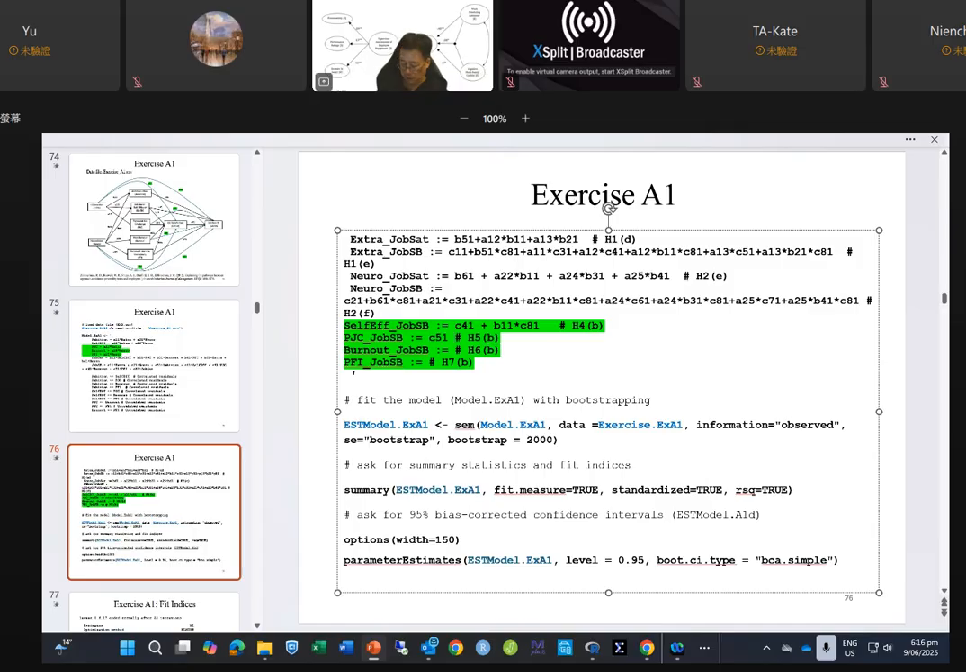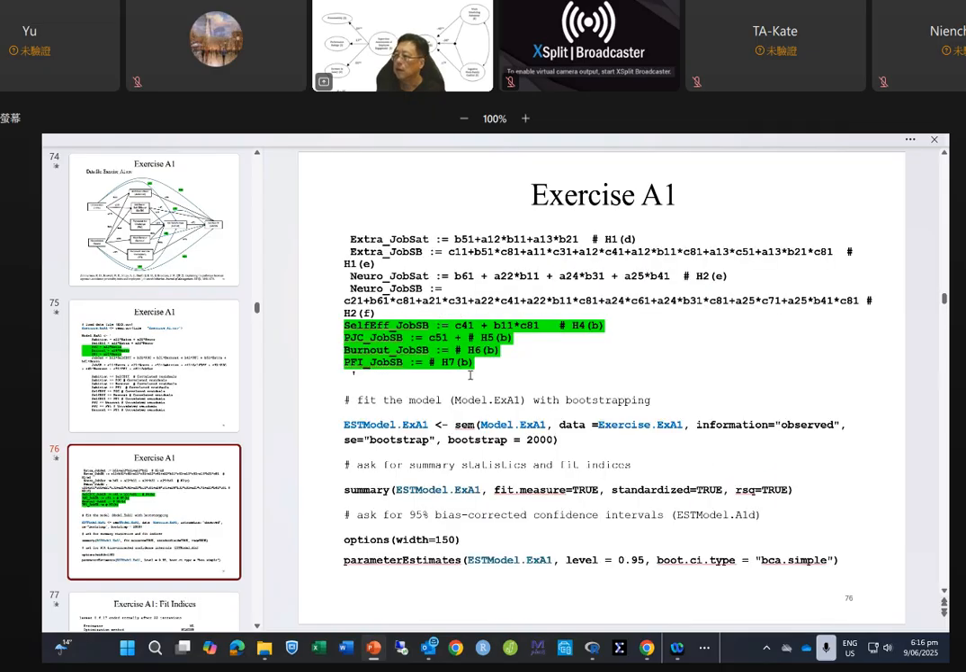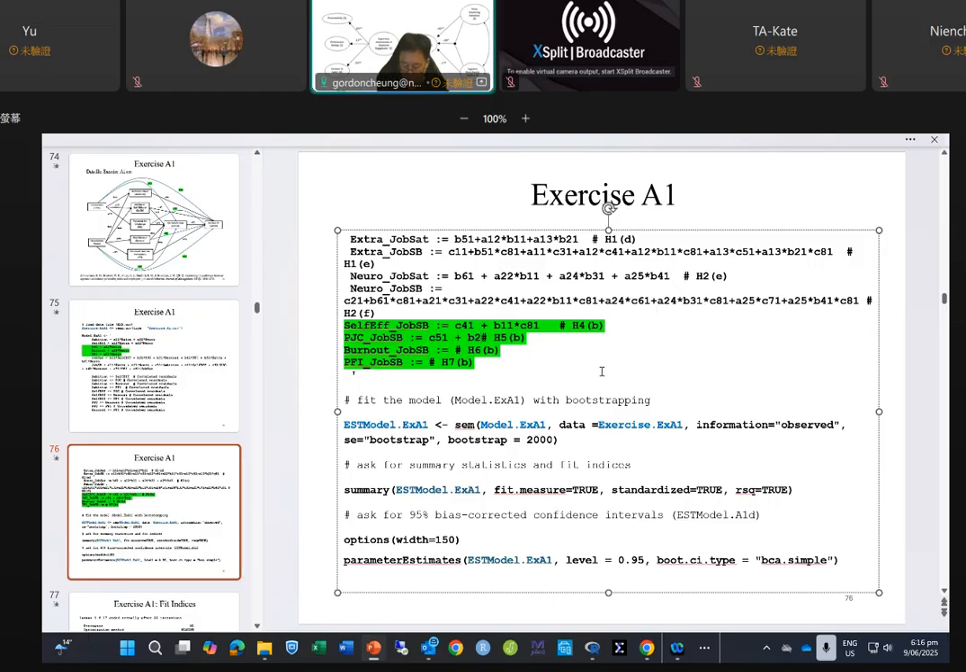C51 plus A21 times CH1. Now we are working together.